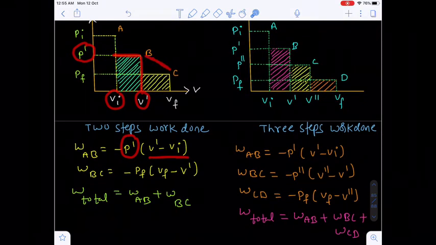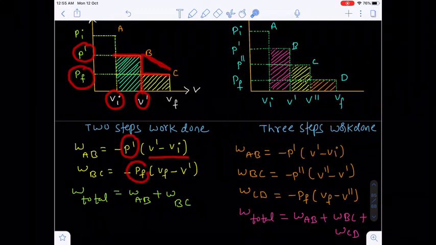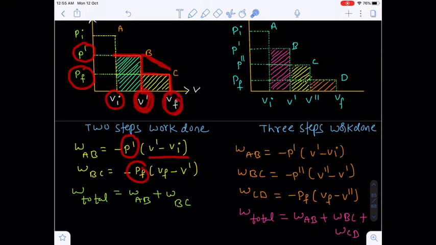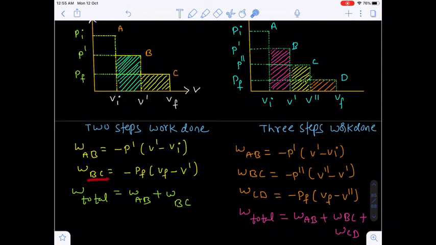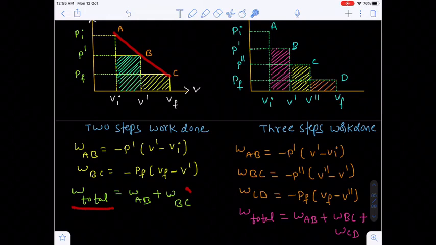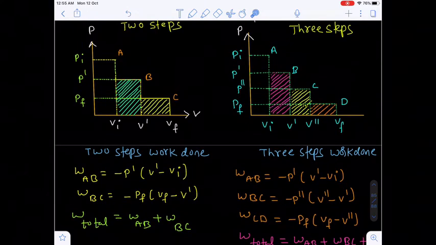Now the second work done we have to calculate from B to C. From B to C, if you see, what is the final pressure? Pf. So Pf is the final pressure. What is the final volume? Vf. And what is the initial volume? V dash. So this is the work done along the path BC. So I have to calculate work done A to C. So total work done will be work done along the path AB and along the path BC. Are you getting my point?